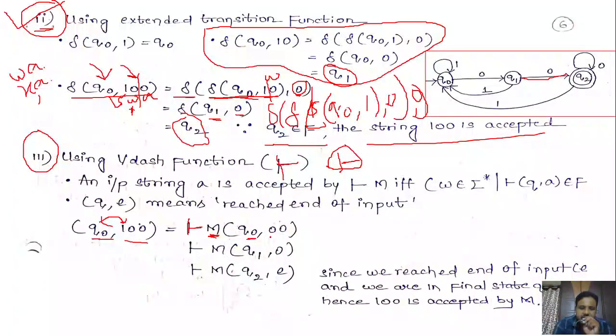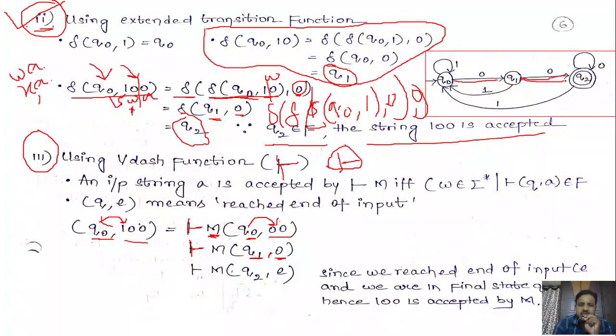So q naught. What are the remaining inputs? Since we have processed 1, the remaining inputs are 0 0. Next, check the transition on q naught on 0. Referring to the diagram, where is it going? q1. So write q1. In the next step, turnstile M of the state you got, q1, comma, the remaining input 0. Now you are in state q1 and the next input is 0. So q1 on 0.